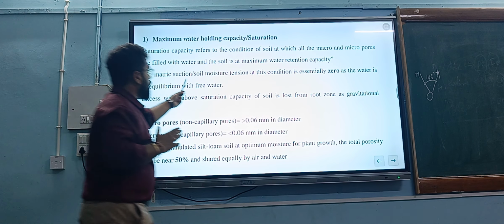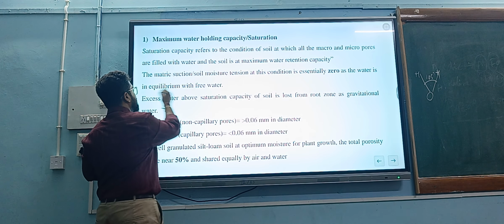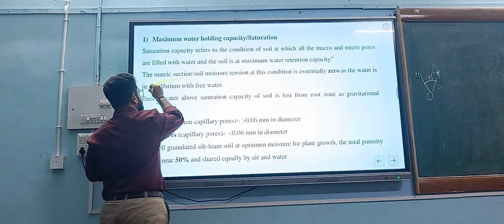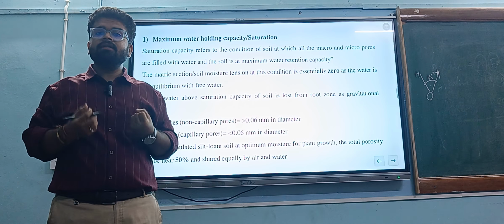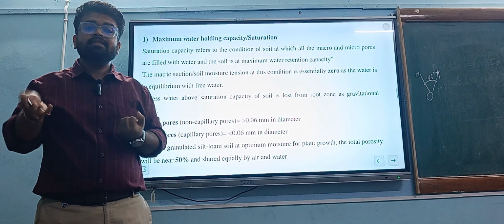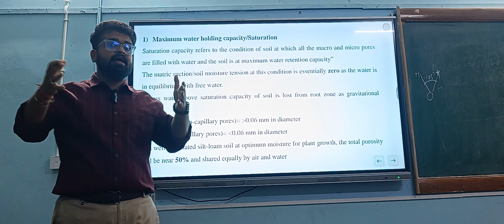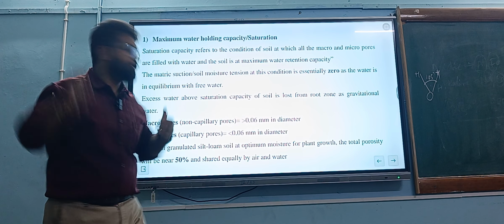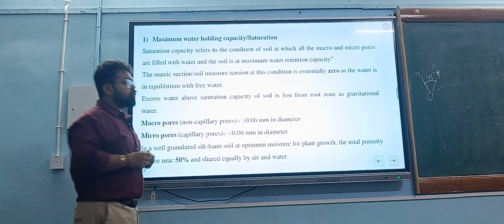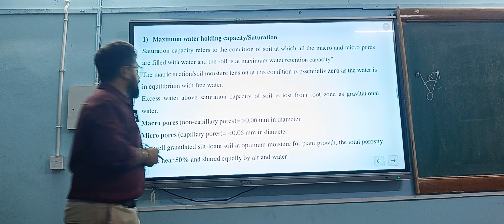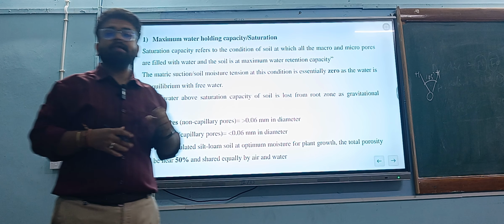The soil moisture tension at this condition is 0 as water is held in equilibrium with free water, because all the pores are filled with water. There is no tension on the water. This condition becomes saturation and the tension is 0. Just remember, if water is there, there is no tension, so 0 tension. Next, excess water above the saturation capacity of the soil is lost from the root zone. It is gravitational water. So gravitational water is seen under the maximum water holding capacity condition.